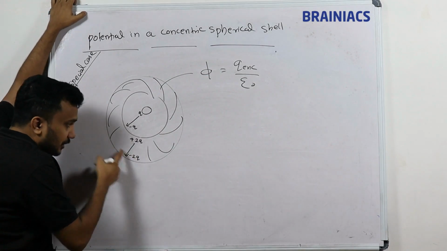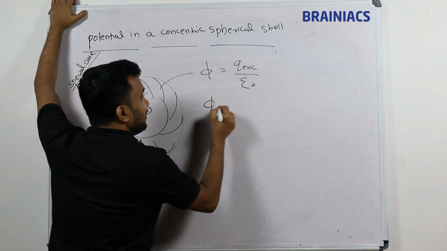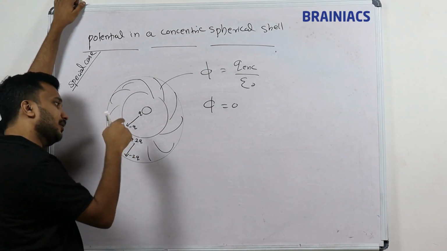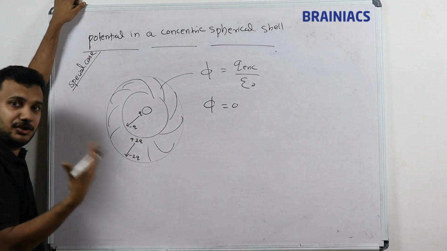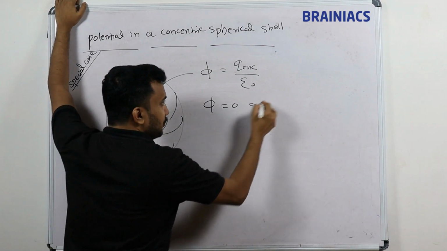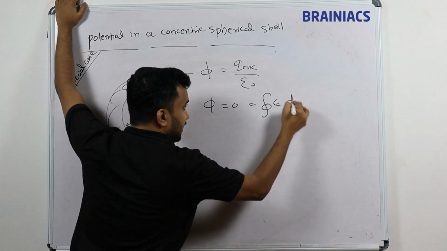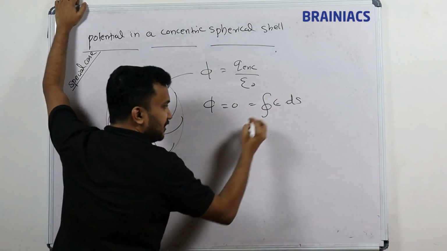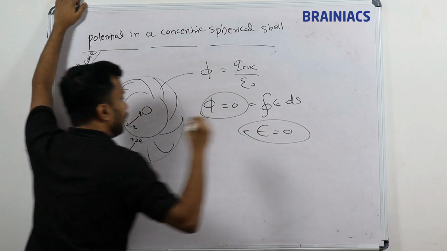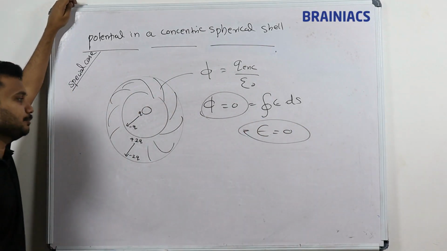So what is the electric flux? Electric flux will be equal to 0 because of the 2q and the minus 2q, the induced one. Because of this, the total charge is equal to 0. So the closed integral of E dot ds will be equal to 0. Surface area will never be 0, so what will be 0 here? Electric field will be 0. This is important. This is important.